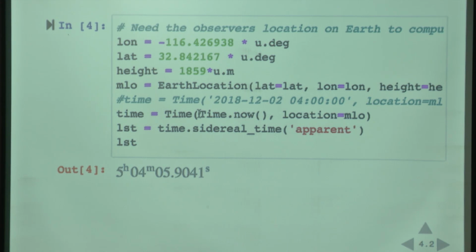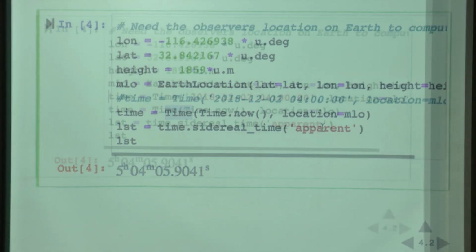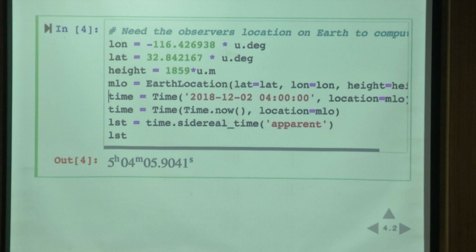And then you can ask, what is the time right now? And there's a handy function. This is an astropy time object called sidereal time. You can ask for the apparent one, and it'll do corrections for, what is it correct for? It's not precession, but I believe it's corrected for aberration. Yeah, well, I'll check that out. Okay, so you can run this through and it'll tell you what the local sidereal time is.